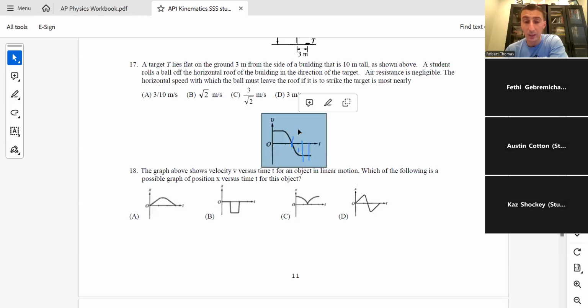Dude, this sucks. I wish I had a touchscreen thing so I could just draw on it.